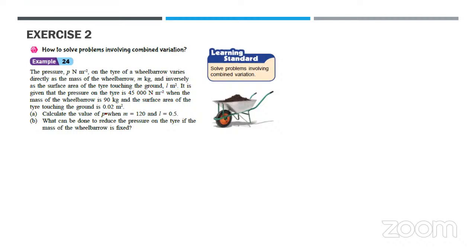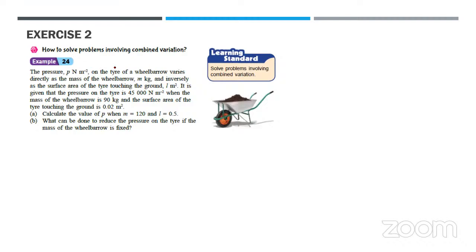When the mass of the wheelbarrow is 90 kilograms and the surface area of the tire touching the ground is 0.02 meters squared, calculate the value of P when m is equal to 120 and L is equal to 0.5. Okay, so first off, let's interpret what they're saying here, while paying attention to these units.